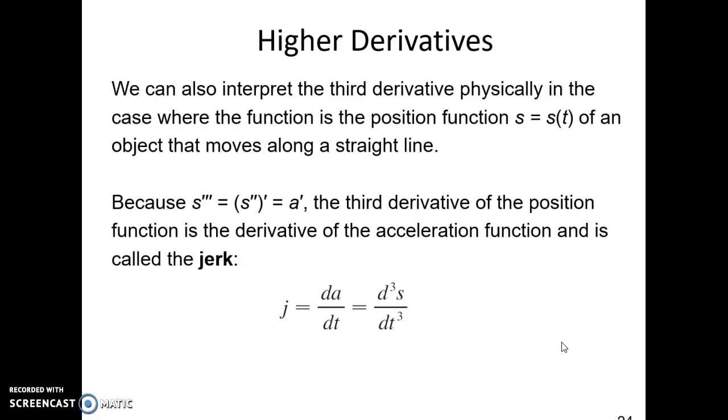We can also interpret the third derivative physically in this case where the function is the position of the object. It is called the derivative of acceleration, or the third derivative of position. This function is called jerk. Jerk is given as the derivative of acceleration, the second derivative of velocity, and the third derivative of the position function.